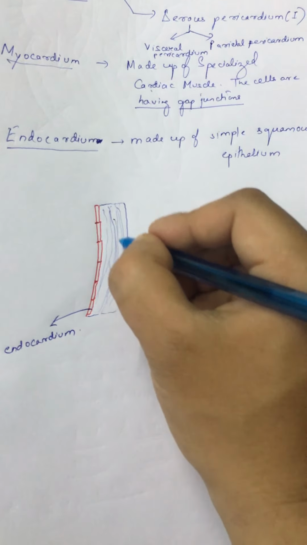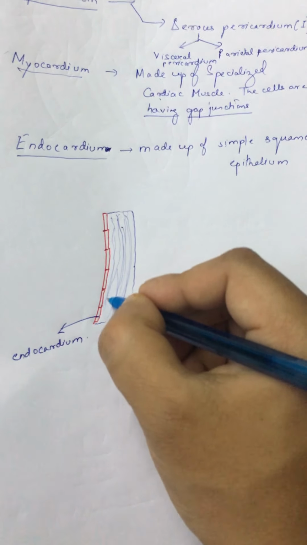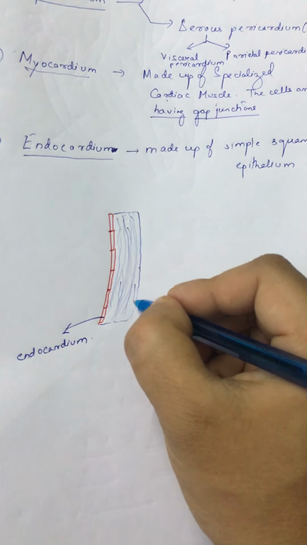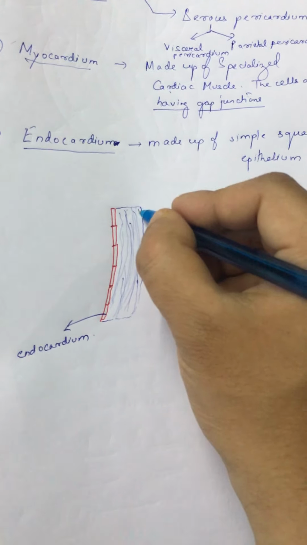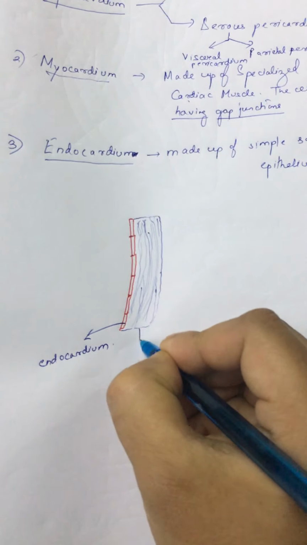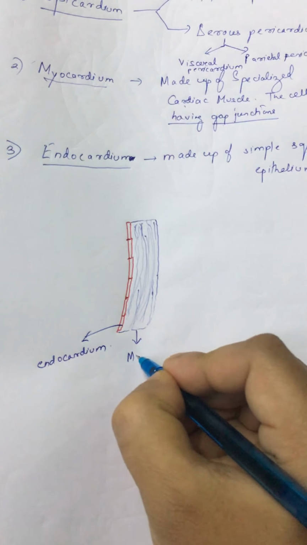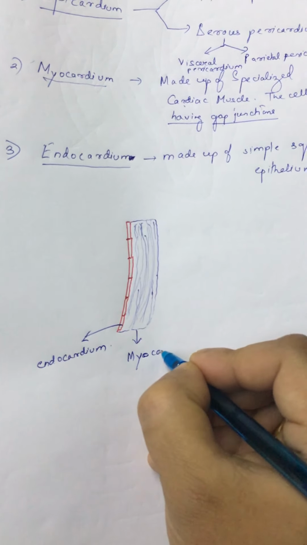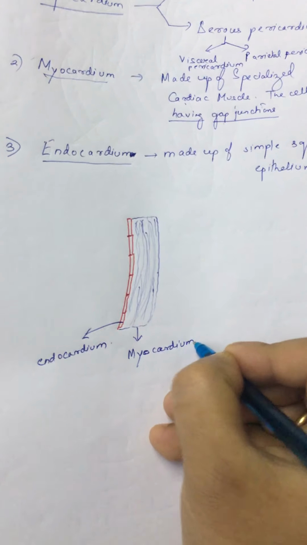having some junctions, and those junctions present between two cells will help in the inflow of some ions, which helps in the generation of impulse. You will get to know all these things. So this is the thickest layer, the myocardium, and it is made up of specialized cardiac muscle.